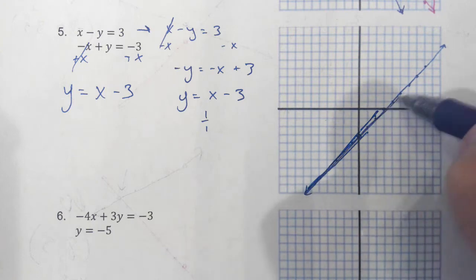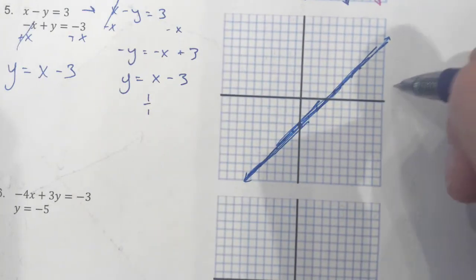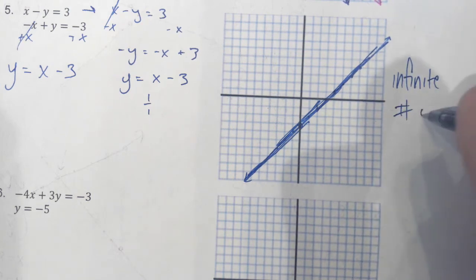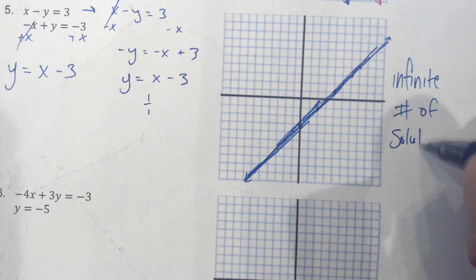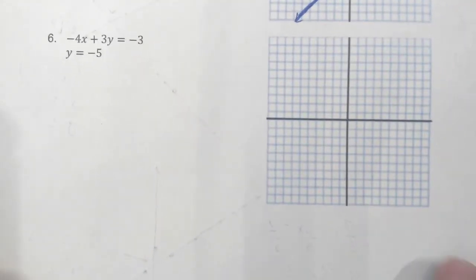So the same other line would be right on top of it, right? So what did that mean? Do you remember? It means infinite number of solutions. You can pick any point on that line and it'll work for both of them. Why don't you pause here, try 6 on your own, and see how you do.